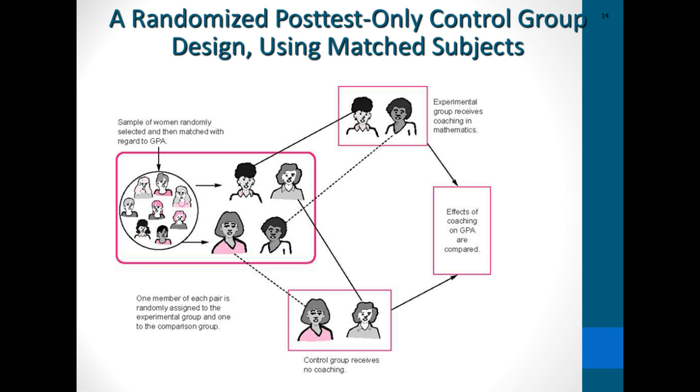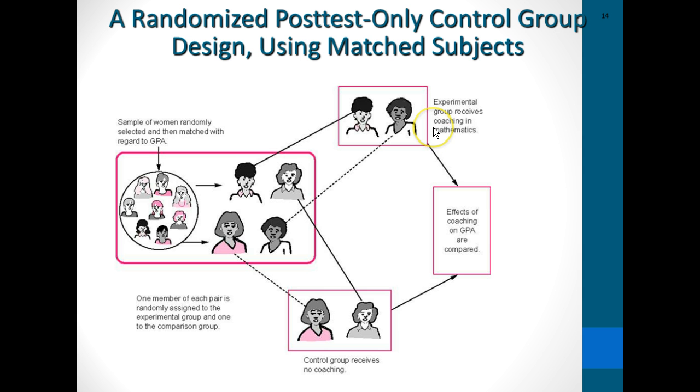Then, once you have those pairs made, in order to ensure that your experimental group and your control group were as equivalent as possible in regards to GPA, because you thought that GPA might be significant or a variable that you'd like to control for, you take one member of each pair and you put them one in the experimental group and one in the control group, right?